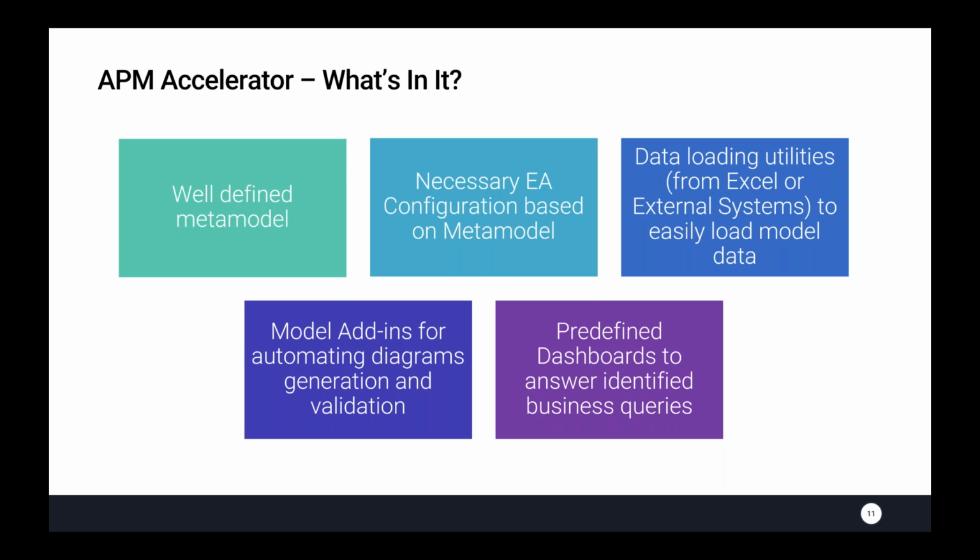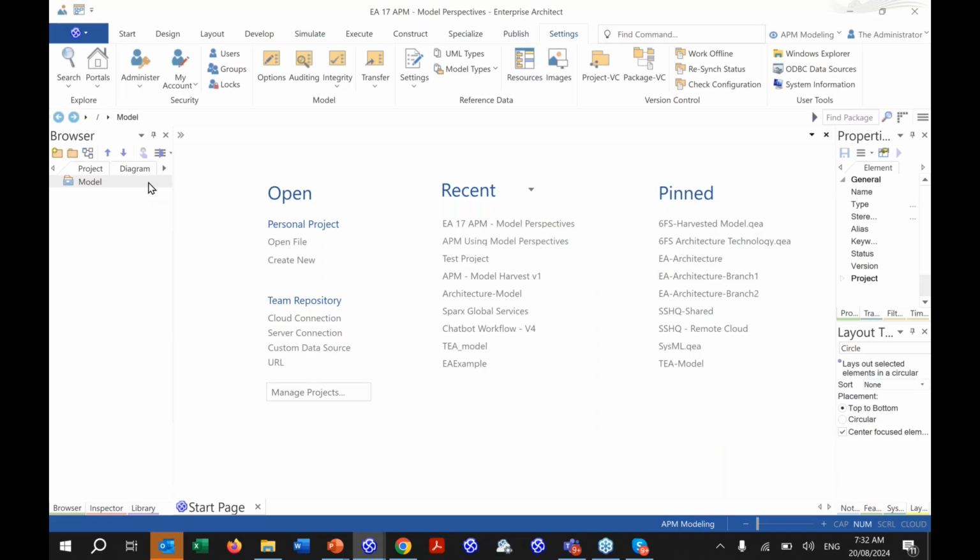Now, what I'm going to show is how I'm going to use these APM accelerators that are pre-packaged in Enterprise Architect 17. So here I've got Enterprise Architect 17. I've got an empty model, which is pretty much empty, where I've just defined one user group.